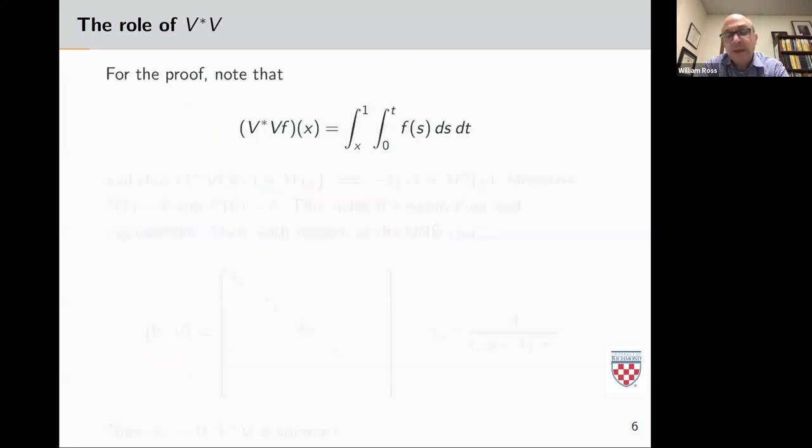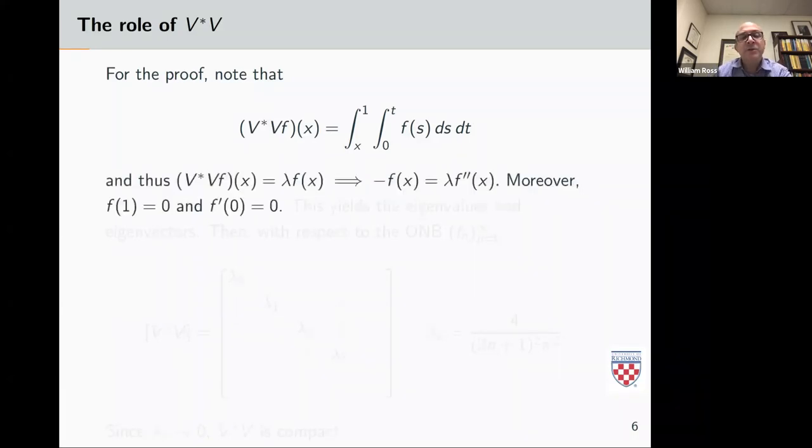Okay, so let's get busy with the proof of this. I have a formula for V and for V star. The inner integral is V. The outer integral is going to be V star. To compute eigenvalues, I am going to solve an eigenvalue eigenvector equation. So I'm looking for the eigenvalues and eigenvectors for V star V.